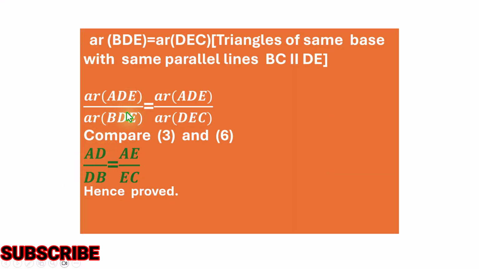Compare equations 3 and 6. This is the left-hand side, area of ADE by BDE, and the right-hand side is AD by DB. Area of ADE by DEC, right-hand side AE by EC. Hence proved.